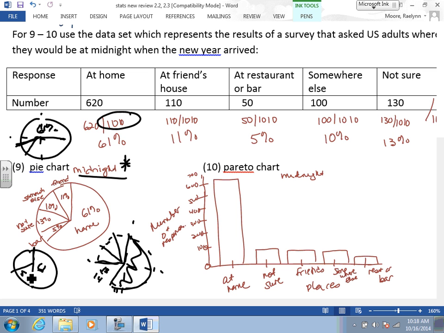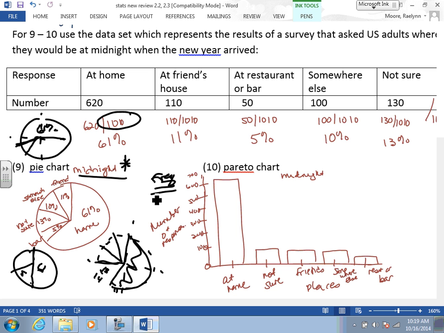Pareto, we took the Pareto. Now be careful, guys. Pareto has frequency here, not percents. We want to see the total frequency on your Pareto, and we want to see it highest to lowest. Highest really makes it stand out. Where are most people spending New Year's Eve? At home. And the rest, we can even say they're very similar. We noticed they were very similar when we tried to put it on our circle graph. 10, 11, 13 were all very similar. But the biggest one, people staying at home.